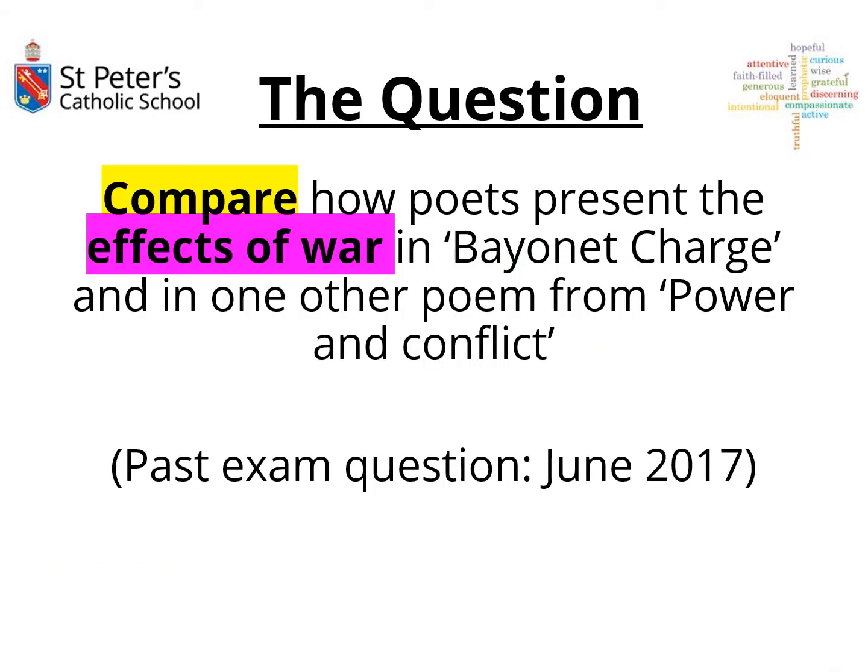So to begin, we'll start with a question to work with. This was taken from the June 2017 paper, and this is literature paper 2. And the question reads, compare how poets present the effects of war in Bayonet Charge and in one other poem from Power and Conflict. So I've pointed out for you 2 parts of the question that are really key for when you address this question.